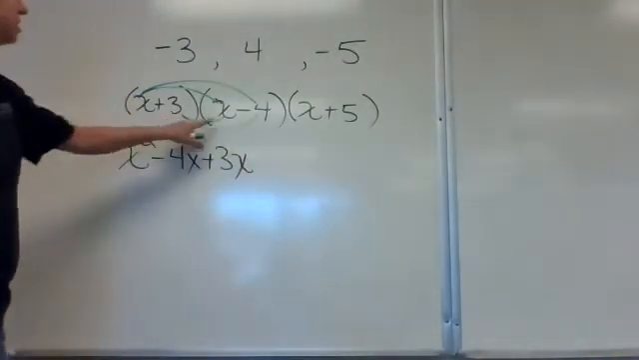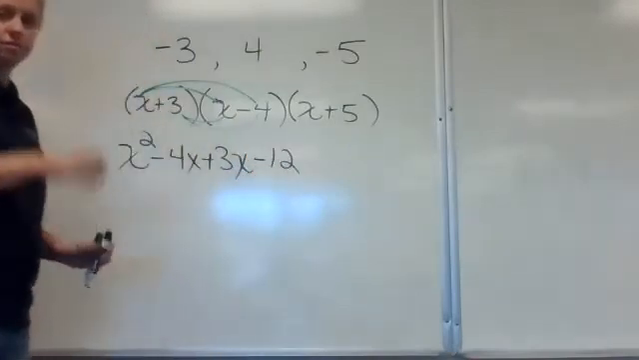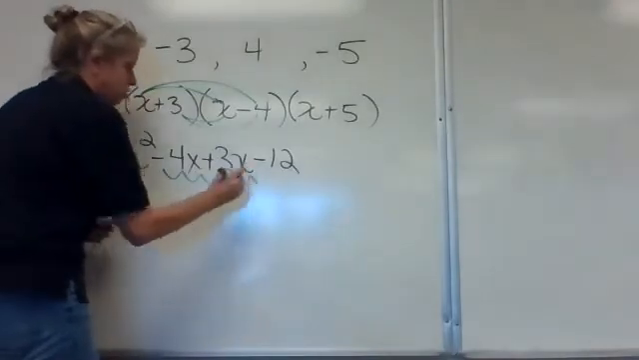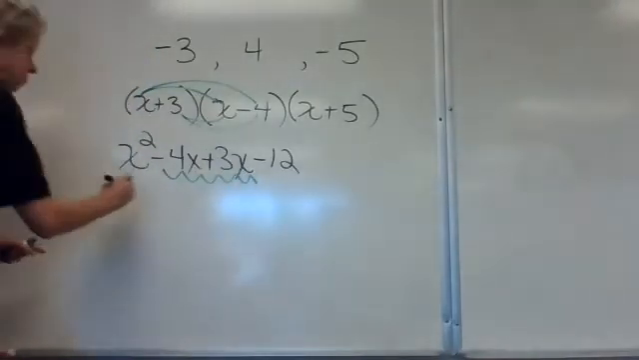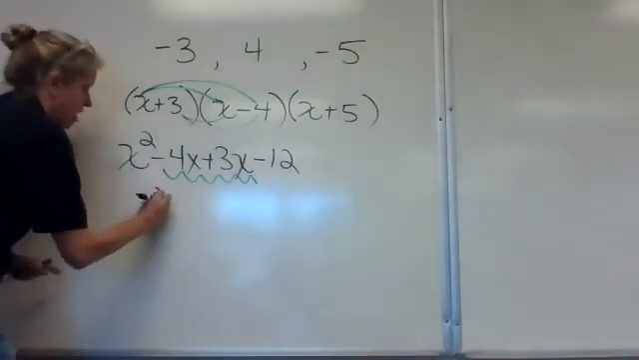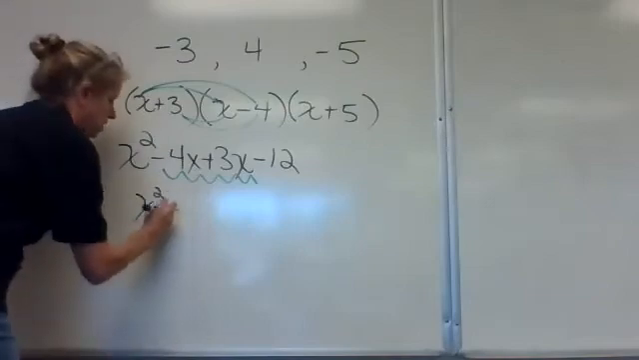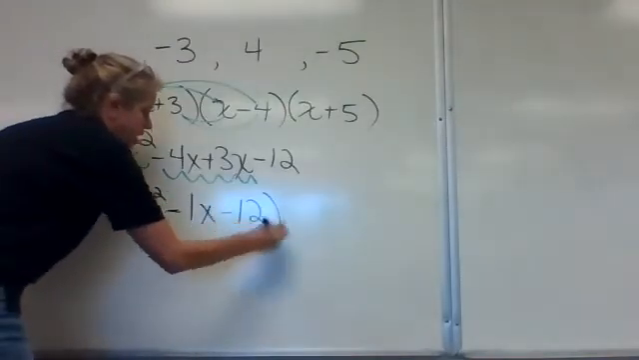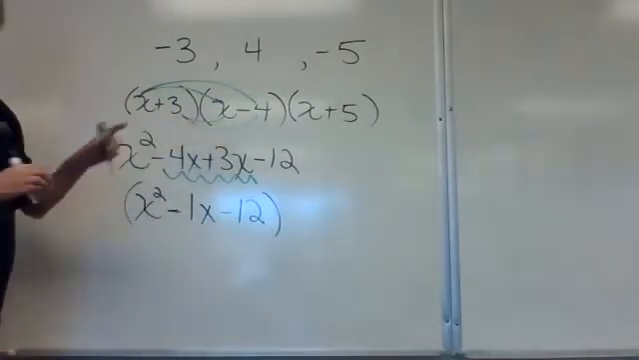And then my last, +3 times -4 is -12. Now, I can put together those middle two terms, right? Since they're both x's. So I'll now have x squared. When I put these x's together, -4 plus 3 leaves me with -1x. Bring down my -12. So that's what I get when I multiply these two factors together.